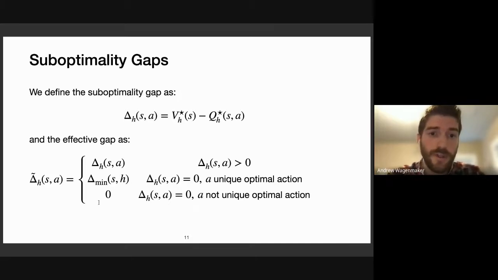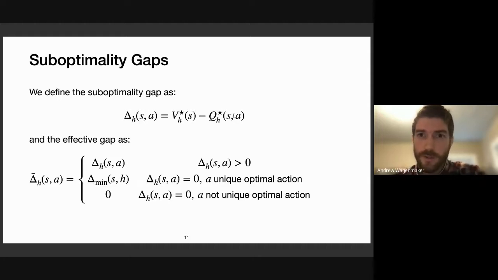We're going to use delta H of S, A to denote the gap. It's basically the difference between the optimal value you could obtain in state S at time step H versus the expected value you will obtain if you play action A in state S at time step H and then play the optimal policy. So it's how suboptimal you would be by playing action A if otherwise you play the optimal policy.